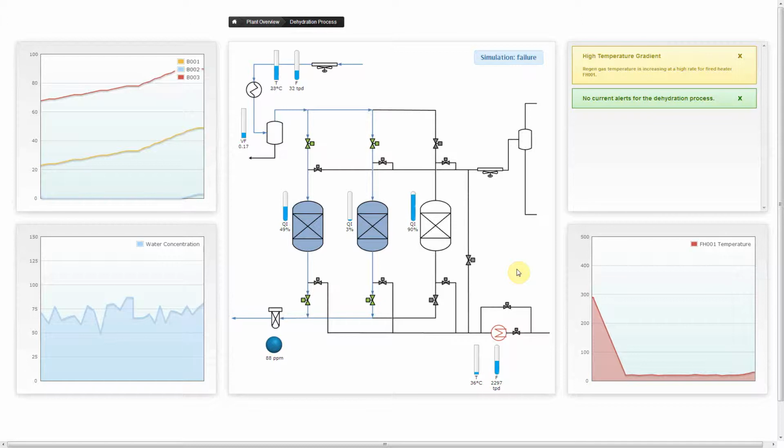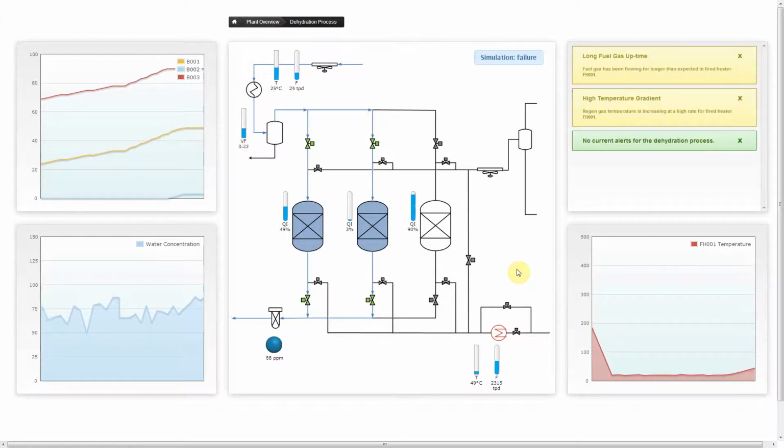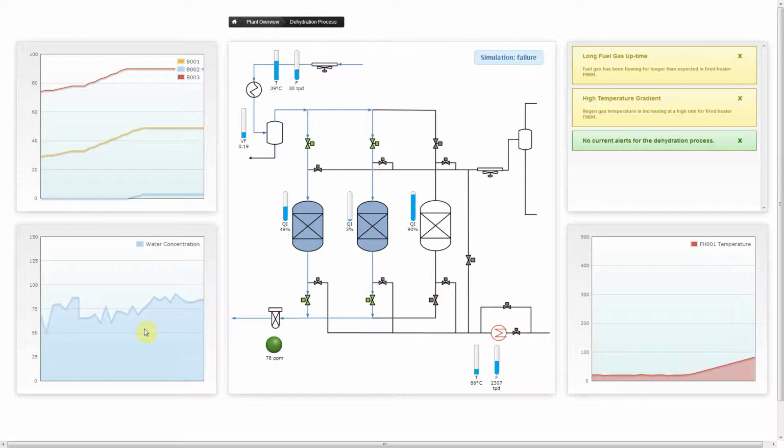And we've also slowed down time at this point to try and see in more detail what's happening when our system's generating these alerts. So this is why some of the graphs have flattened out a little bit. But from a high-level view of the process, we can see that things are relatively normal. Our water concentration is still below the 100 ppm limit, and our temperature is slowly going up, and our sieve beds look relatively normal as well. But it's unusual that our system is generating some alerts.